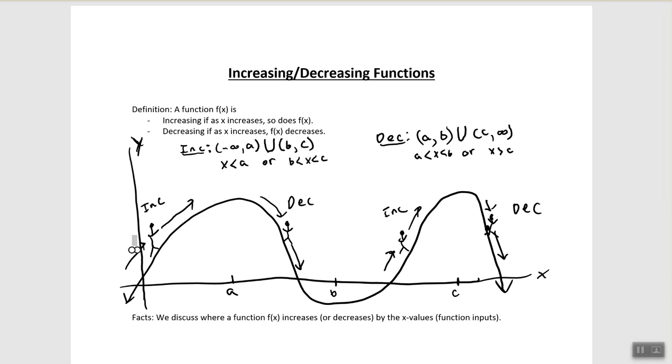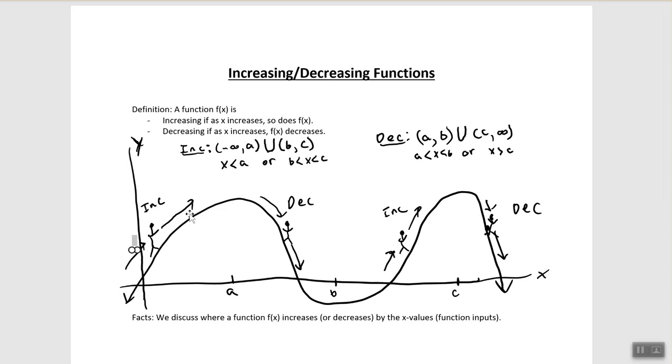Now, I didn't include A, B, or C in any of these because it's not clear where you should attribute those values to. Do I include the A in the increasing category because I was increasing until I got to that spot? Or do I include it in the decreasing intervals because that's where I start to walk downhill? Since it's not clear and you have that kind of conflict of interest, we just decide we don't include any endpoints of intervals when talking about increasing and decreasing, just to make things simple.